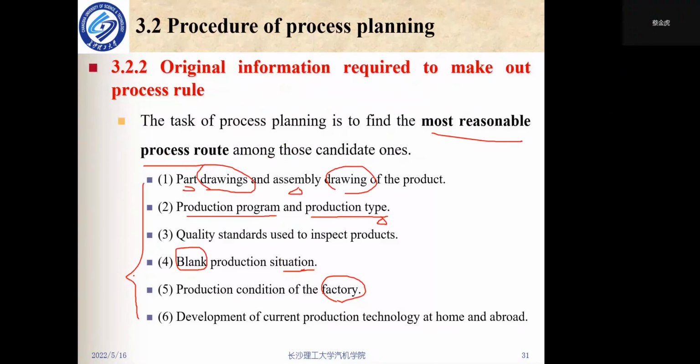We also need some original information required to make out a process rule. We have 6 key pieces of information: part drawing and assembly drawing of the product, production program and production type we have named just now, quality standards used to inspect products, blank production situation, and production condition of the factory. The last one, development of current production technology at home and abroad.